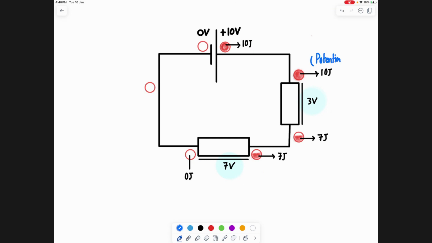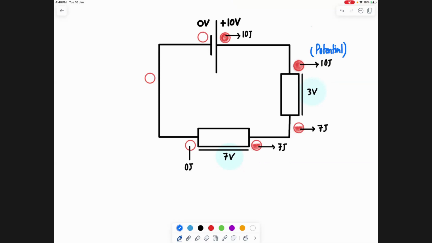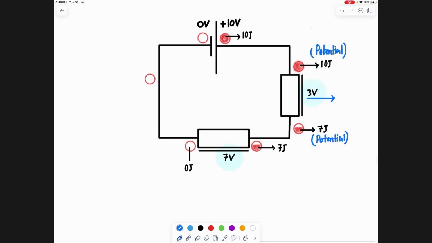Now, these values that are right here, they are called potential. And I'll explain soon why it is called potential. So these are called potentials. So here there is one potential. And this value that we have here refers to the difference in the two potentials. So the upper one is 10, the lower one is 7. So what would the potential difference here be? 3, right?